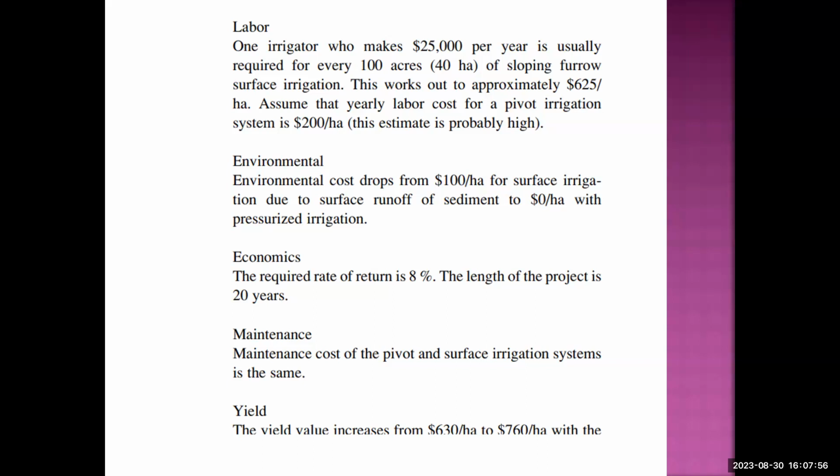Environmental cost drops, let's just say, I mean, the farmer doesn't probably consider this, but let's say he's dumping sediment into a river. Environmental cost drops from $100 per hectare for surface irrigation due to surface runoff to $0 per hectare with pressurized. Economics, the required rate of return is 8%. The project is 20 years. Maintenance cost of the pivot and surface irrigation systems is the same. And the yield increases from $630 per hectare to $760 per hectare.